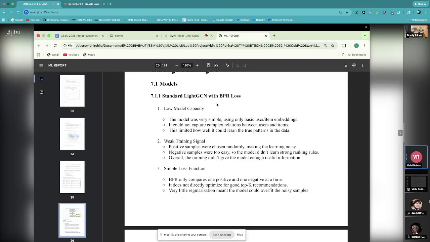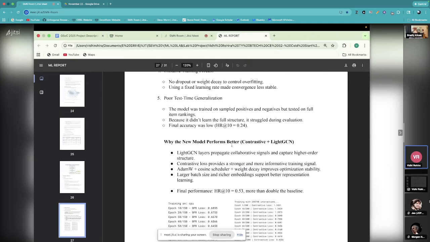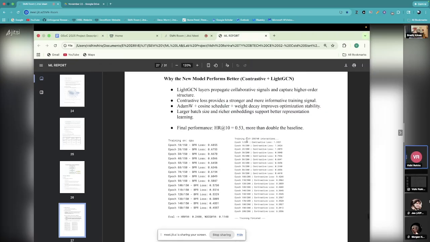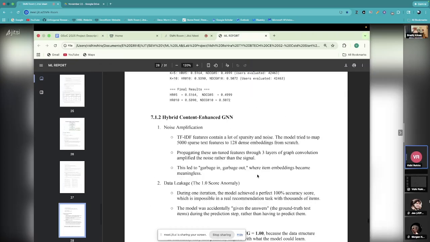With one positive, it can take only one negative. That's why it was also overfitting, because it knew that only this pair exists. But the contrastive loss that we used could map one positive with 3 negatives. So that helped us a lot. And yeah, we can just see again the training over the epochs.